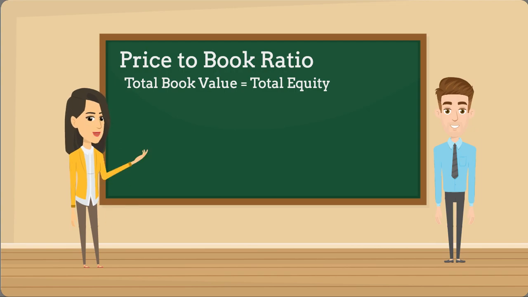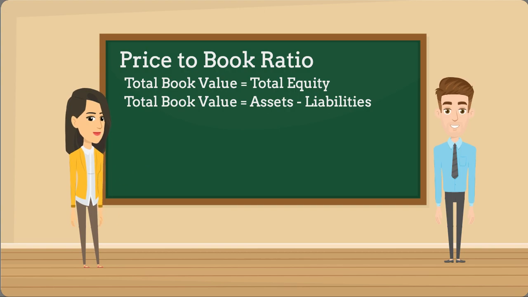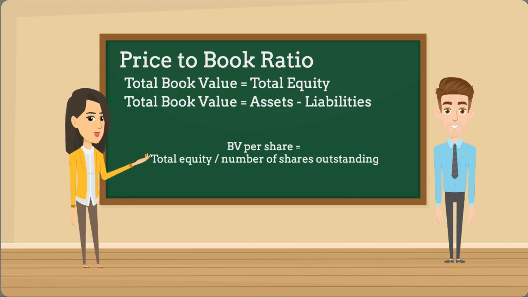Thanks, Joe. The price-to-book ratio is a great way to see if a stock is overpriced or underpriced. The total book value is calculated by subtracting liabilities from assets to get total equity. Next, you have to divide the total amount of equity by the number of shares outstanding. Now, you have the book value per share. Using the price-to-book ratio, we are able to compare the actual share price to the on-paper valuation of the stock.